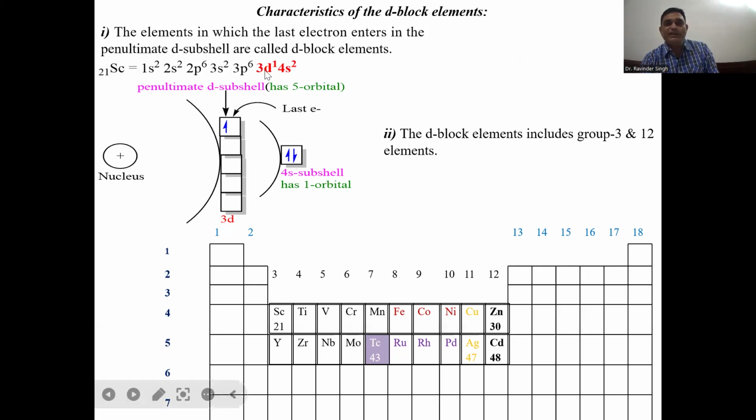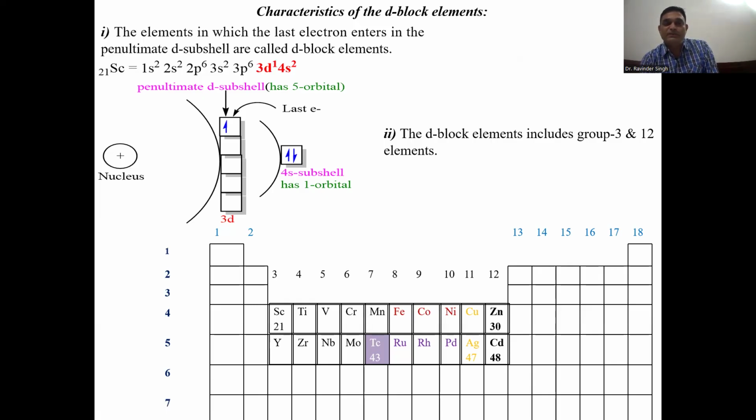Vanadium 23, just write 3d3 4s2. Chromium, just write 3d4 4s2, but there is an exceptional case here. In the case of chromium, when you write 3d4 4s2, one of the 4s electrons goes into the 3d to make it a half-filled configuration, 3d5 4s1. That's the exception for chromium.